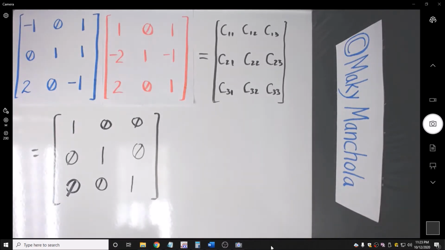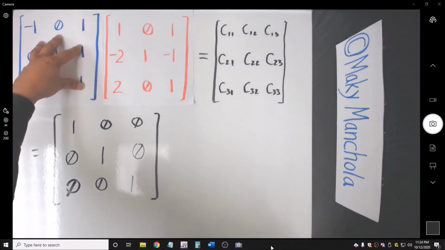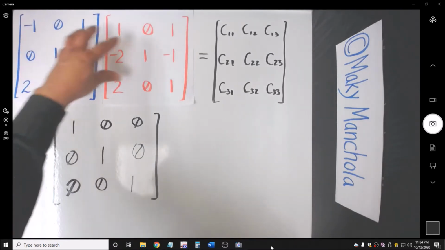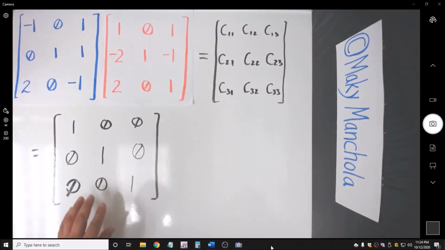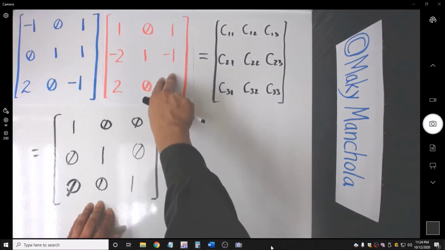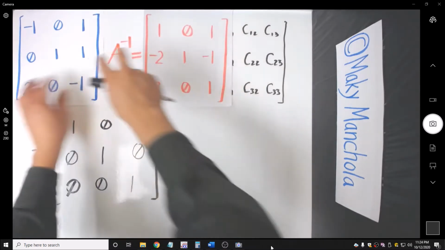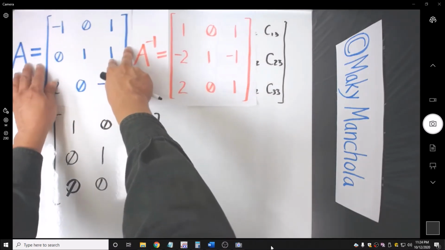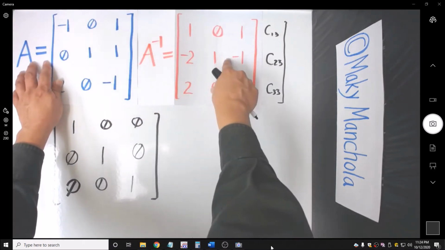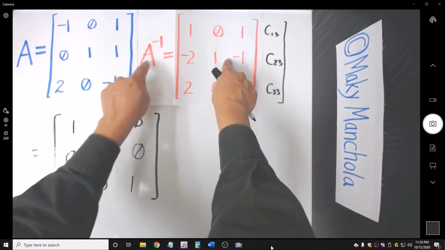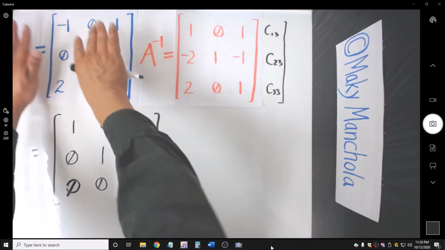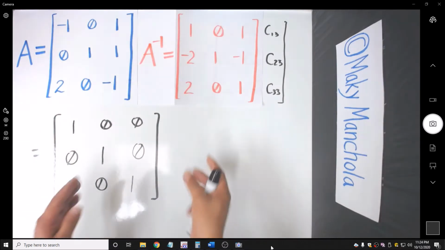Okay, so here is our summary. We just multiplied matrix A times matrix B, and we found it to be the identity. Conclusion, B is the inverse of A. That's my matrix A. This other matrix is its inverse because upon multiplying A times that matrix, we got the identity.